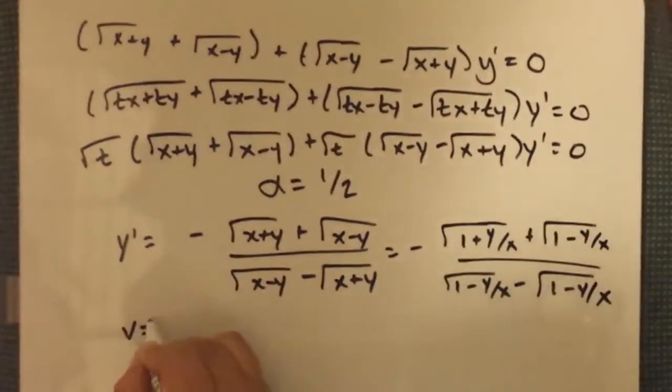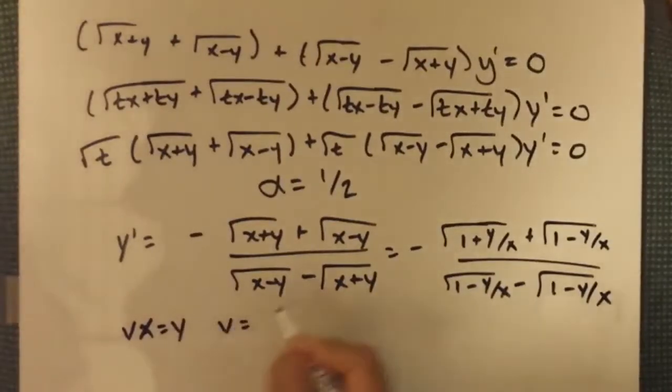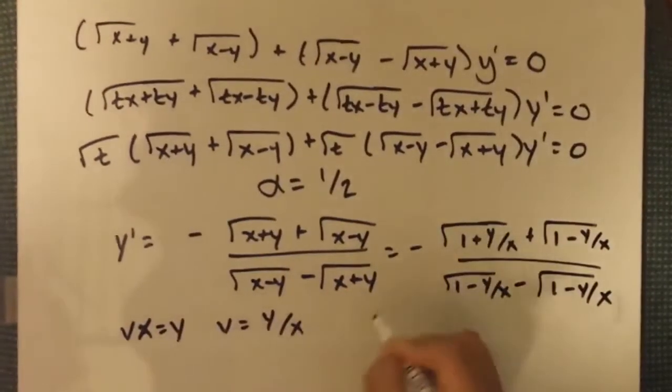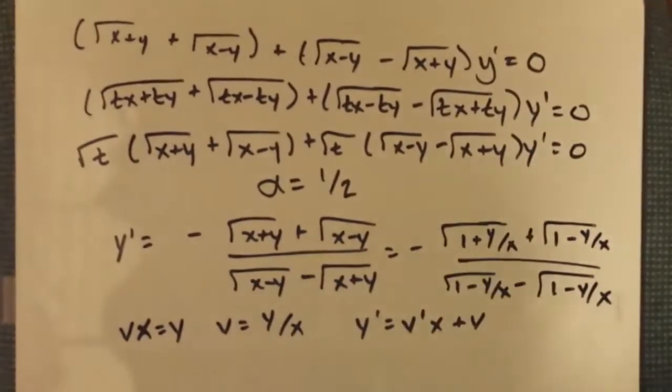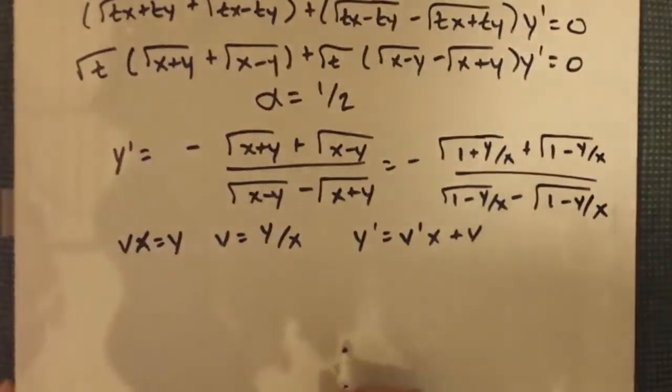Now we have to substitute v into our equation. Our vx is equal to y. Therefore, our v is equal to y over x. Our y prime is equal to v prime x plus v. We'll go ahead and substitute this into the equation.